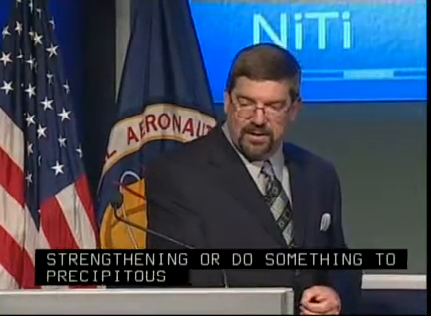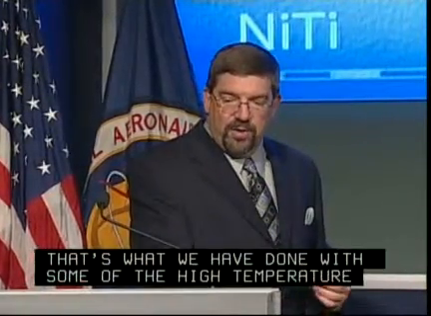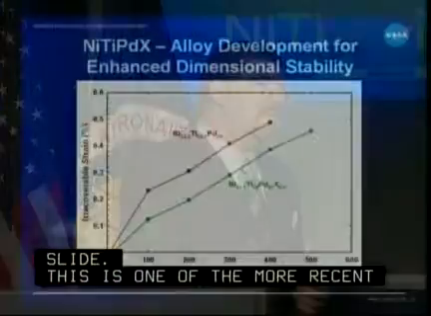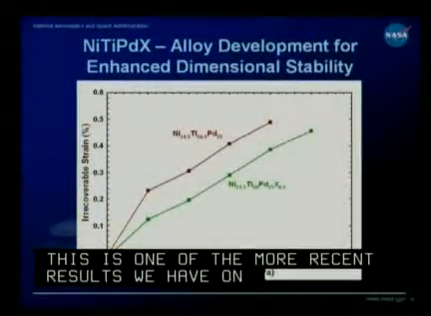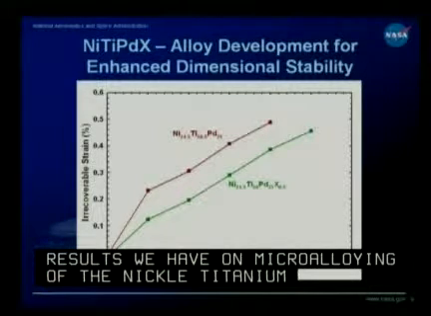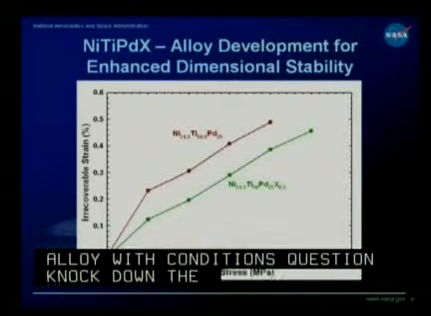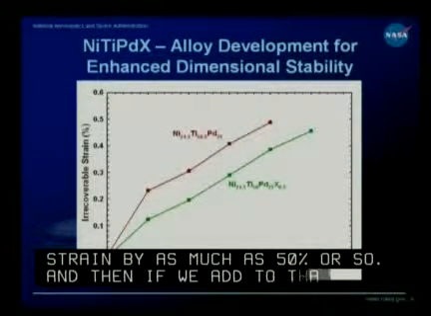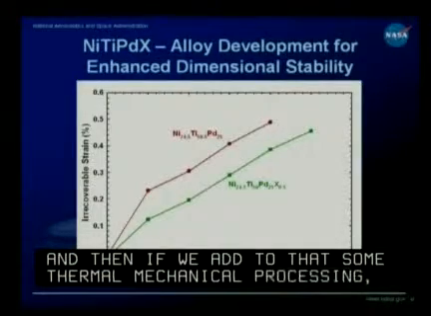If you go to the next slide, this is one of the more recent results we have on microalloying of the nickel, titanium, palladium alloys. With very small alloying additions, we can go ahead and we can knock down the irrecoverable strain by as much as 50% or so. And then if we add to that some thermomechanical processing, we can get very good behavior on these materials. I'll demonstrate that with the next slide.